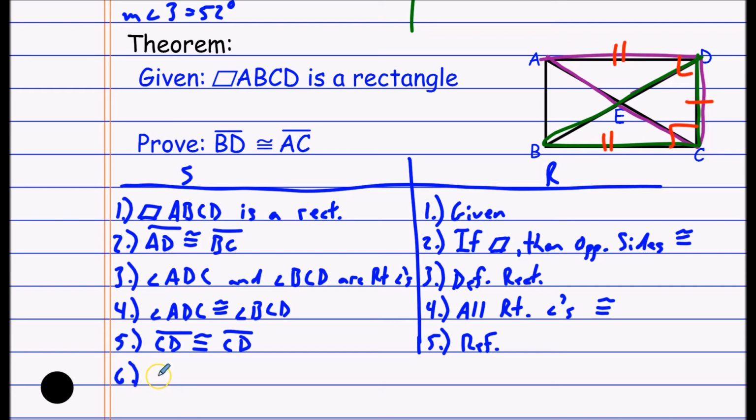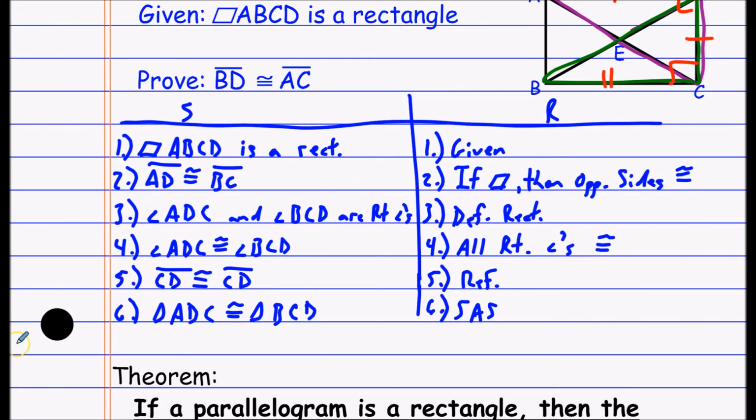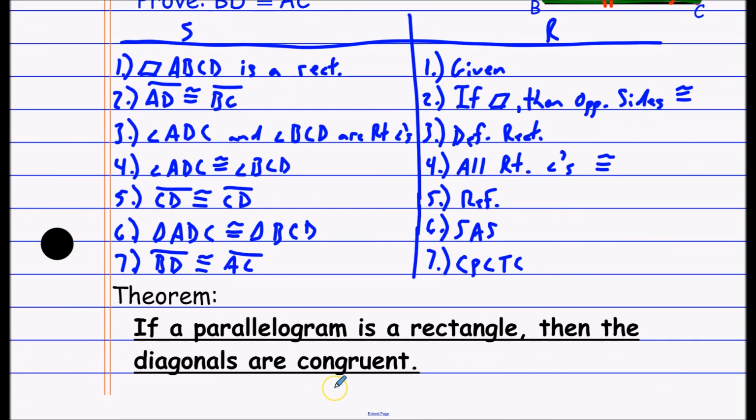So I can say that the two triangles in question, triangle ADC, is congruent to triangle BCD, and that's because of side angle side. And now I can say that those two pieces are congruent. So BD is congruent to AC, and that's because of CPCTC. Okay? And so, again, this is our special property for rectangles, that the diagonals are congruent to one another.